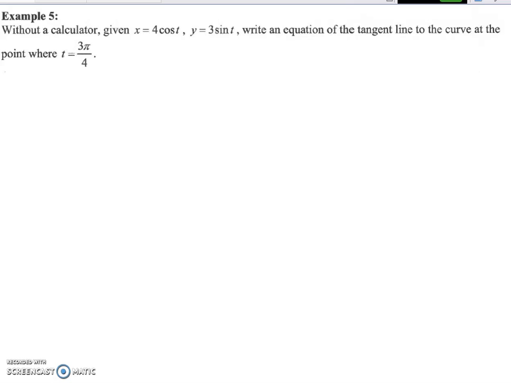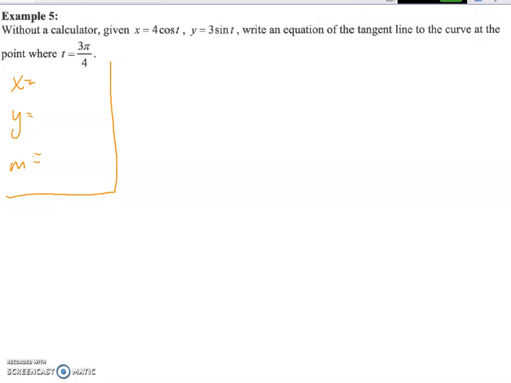Alright, example 5 is now asking us to write the equation of a tangent line to the parametric curve. Just like any other problem we've done, in order to write the equation of the tangent line, I need an x, I need a y, and I need a slope. And so we're going to use the equations they gave us to determine those values.